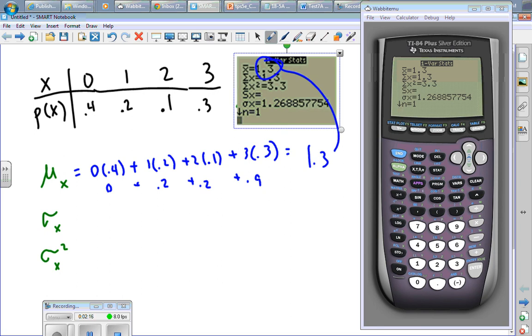Now to find the variance, which is what I'll find next, I'm going to take each of the numbers in X and subtract 1.3, the mean that we just found, square it, and multiply it by its probability of happening. Each number minus 1.3 squared times its probability of happening.